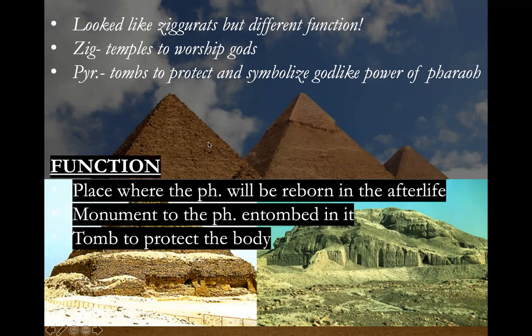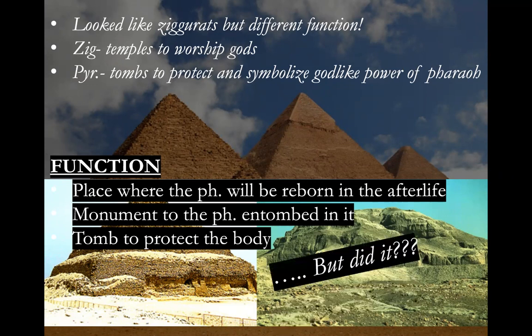So we're going to start writing down our function. The function was a place where the pharaoh could be reborn in the afterlife, a monument to the pharaoh who was entombed inside of there. And the tomb was, the whole idea was that it was to protect the body. But did it? Right? We now know that that function did not work out so well.